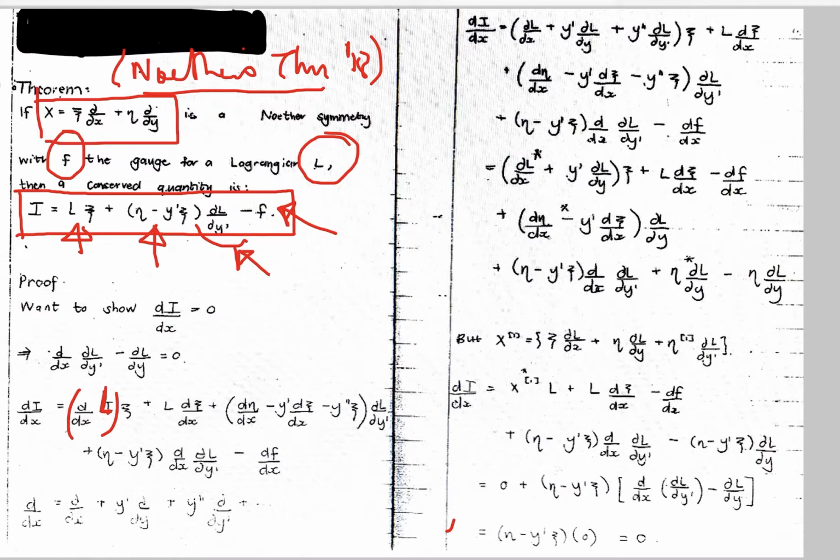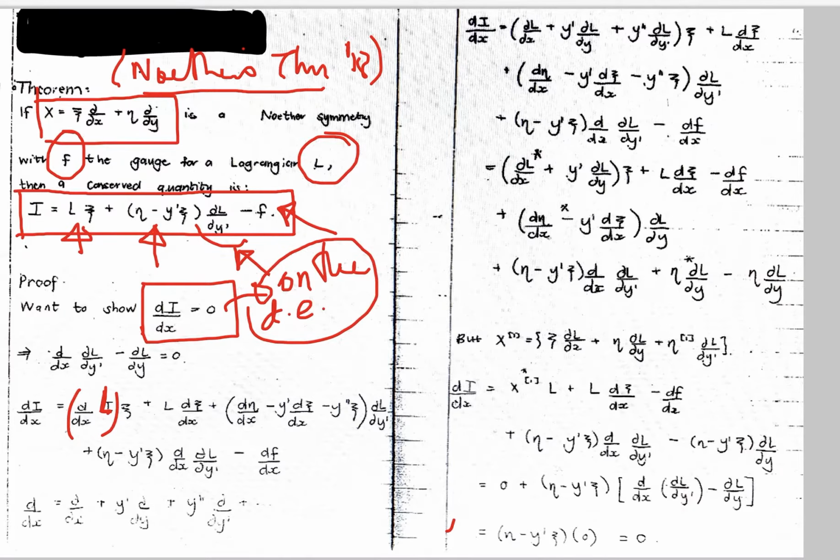Well, to prove that, we need to show, by definition of a conservation law, that dI/dx is equal to 0, not trivially, but on the equation, on the differential equation. That's important. So this has to be established on the differential equation. What is the differential equation in this case? Well, you've got the Lagrangian, then curly E on L equal to 0 is the differential equation. So we know for a fact that curly E on L equals 0. You need to keep that in mind. Don't lose track of that.